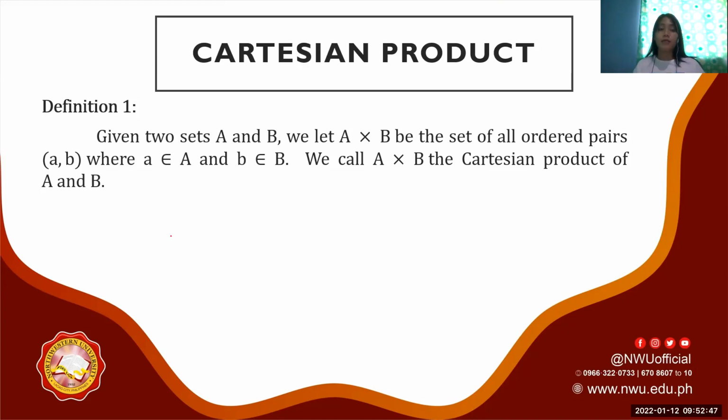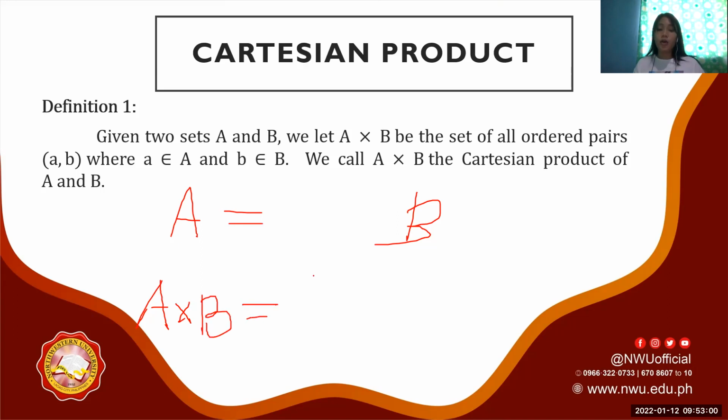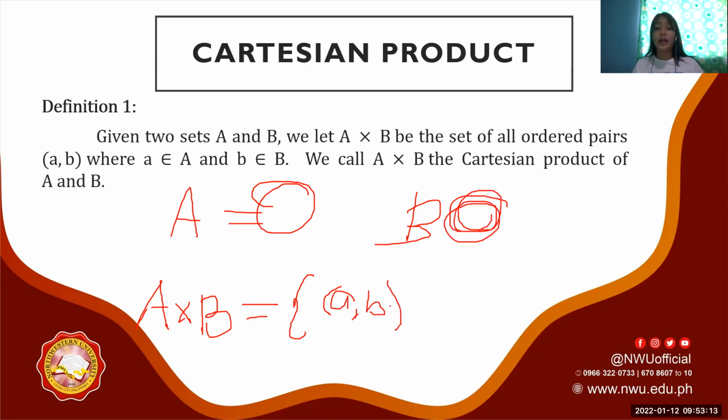Ibig sabihin, for example, you have two sets, A and B. Now, when we talk about Cartesian product, for example, you consider A times B, you're going to make a set kung saan kukunin mo yung elements ng A mo, and that would be your first element here, and kukunin mo yung second element mo from B. And that would be your second element. So you're just going to partner or map every element of A sa elements ng B. Ganun lamang ang ating Cartesian product.